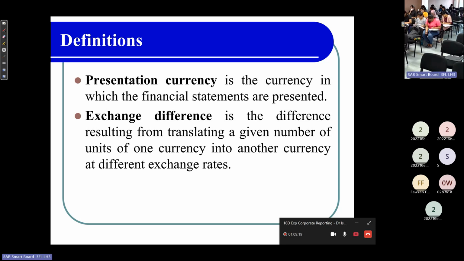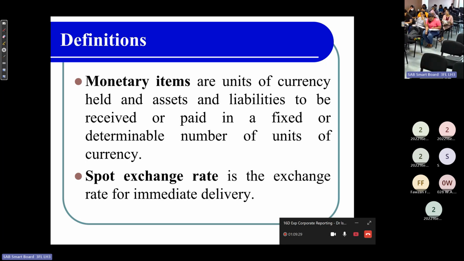Exchange difference. Exchange difference, right? Okay, moving on. Monetary item. Look at this. Monetary item. Already you have written it. Monetary item. What do you mean by that?